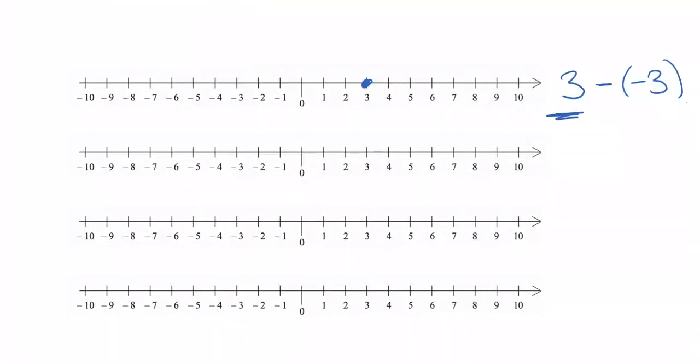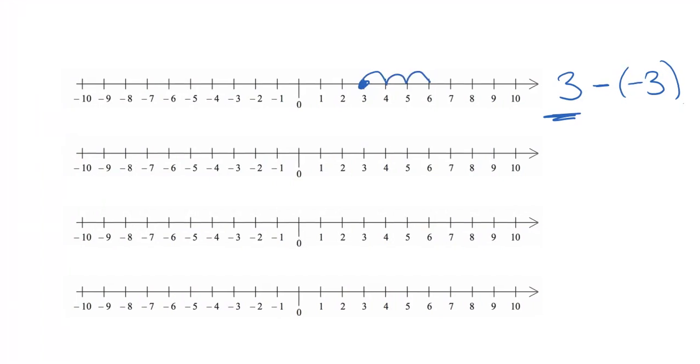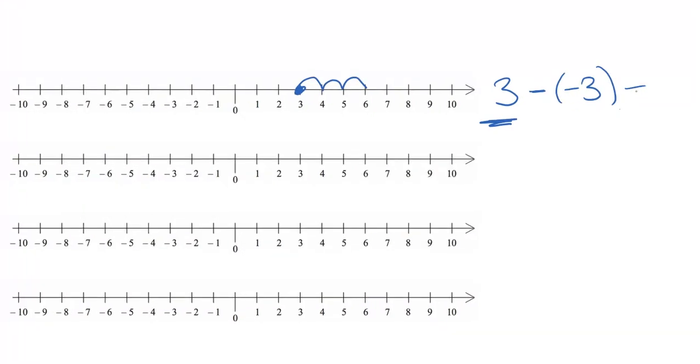Now, if I minus a regular number and go down, if I'm subtracting a negative number, I'm going to have to go up because I always do the opposite with negative numbers. So we're going to go up 3 places, 1, 2, 3. 3 minus a minus 3 is going to be 6.